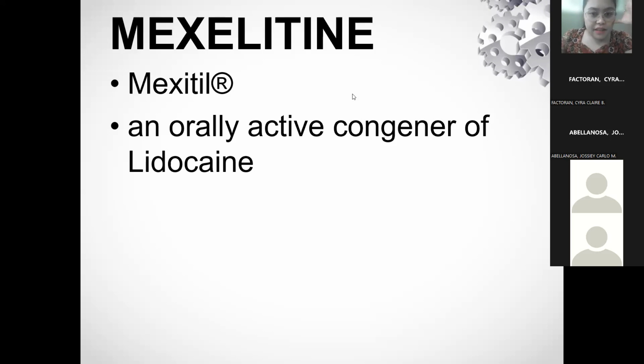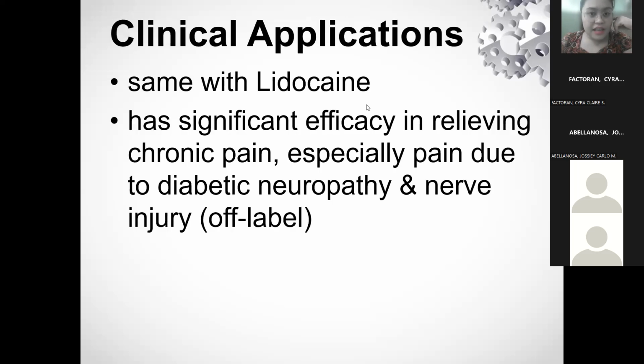Okay, so we have Mexitil, which is an orally active congener of our lidocaine. Okay, so lidocaine is given intravenously. So we have here another drug which is derived from lidocaine, but this time we can give the drug orally. Okay, it will not easily be destroyed even if it passes through the stomach acid and other parts of the gastrointestinal tract. Now, since this is derived from lidocaine, definitely it has the same activity as lidocaine. It has the same clinical application.